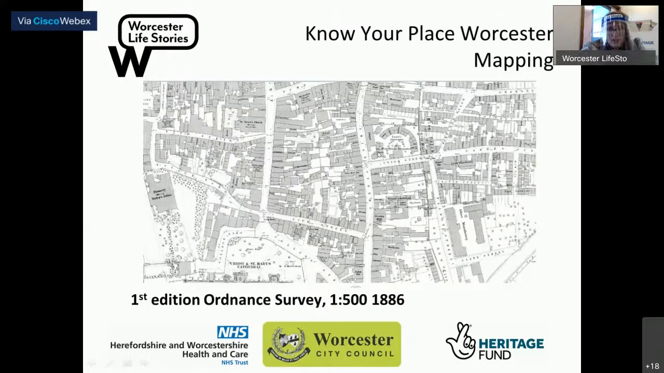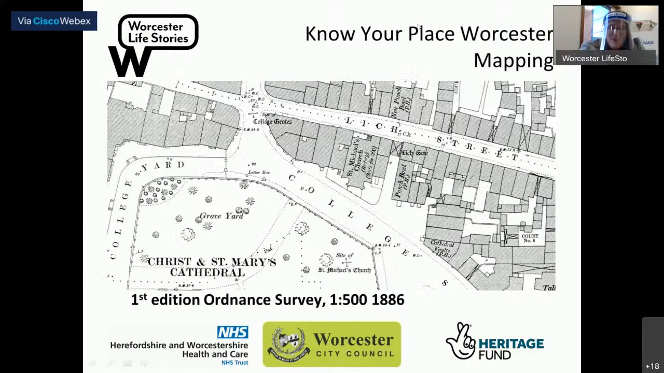I've zoomed in a little bit more there, and you can see just how detailed that mapping is. So we're at the north edge of the cathedral precinct here. So there's College Street going down in a diagonal line there. Litt Street, which many of you will have heard about and seen the excavations at Litt Street a couple of years back.